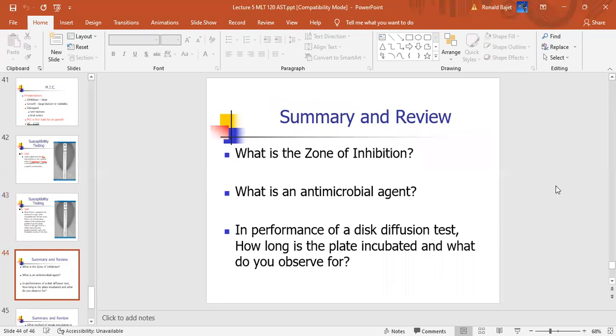Okay, you guys know what the zone of inhibition is? What's the zone of inhibition? Maddie? Say again. Okay. What's another name for antimicrobial agent? Antibiotic, who said that?